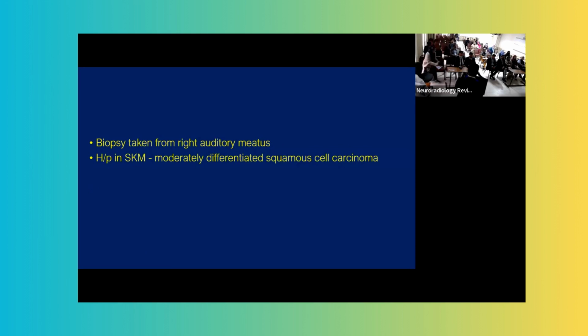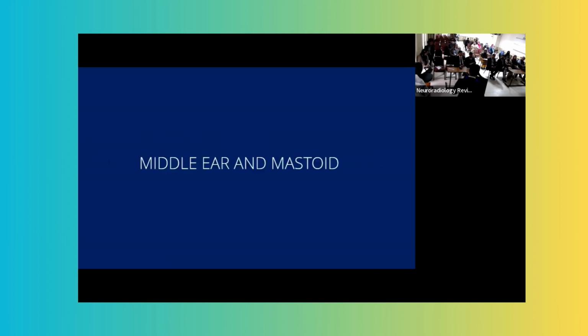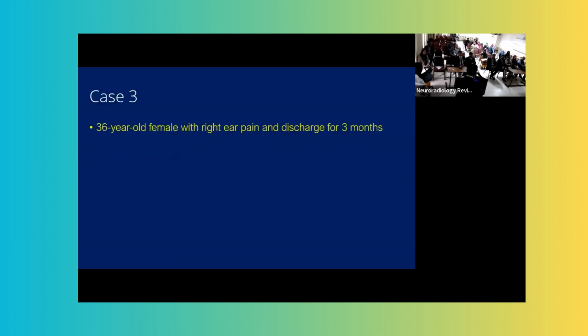So the way to differentiate carcinoma from malignant otitis externa is that malignant otitis externa does not respect the boundaries, and also the fat is your friend. Fat is usually clean around the tumor, but it's not as clean as in the infection. Now coming to the middle ear, we have a 36-year-old female with right ear pain and discharge for 3 months.